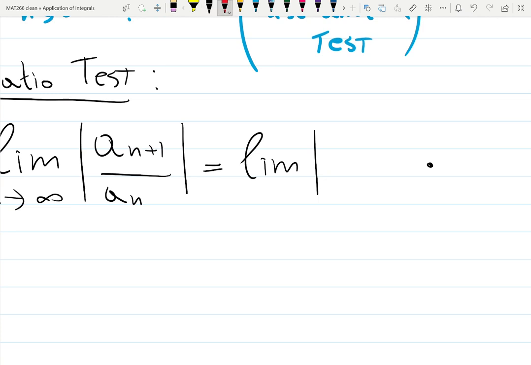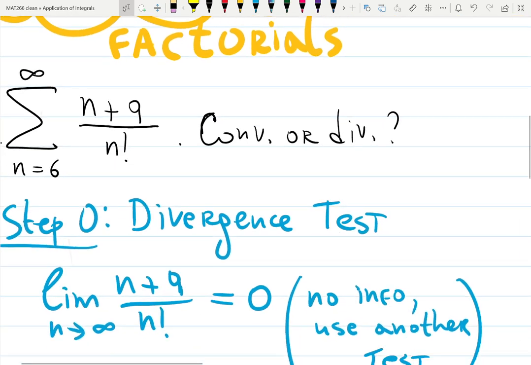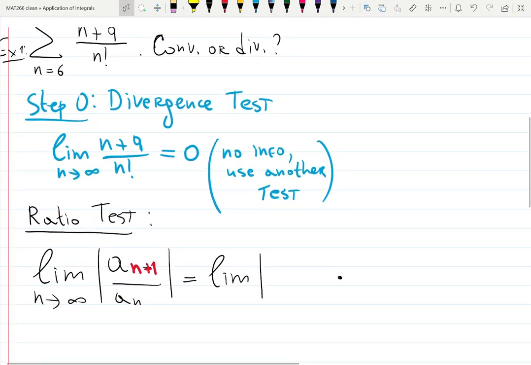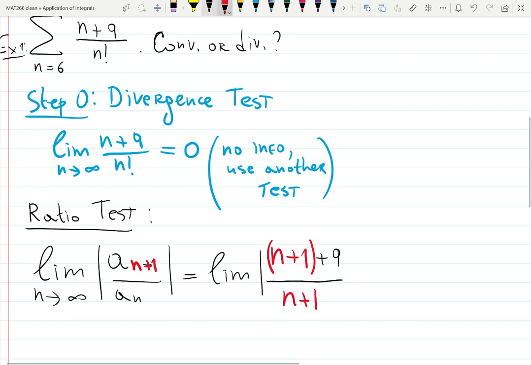So first of all, n plus 1. Everywhere you see n, you're going to plug n plus 1. Let me zoom out and then do it together with you. N plus 9 becomes n plus 1 plus 9. If you use colors or put in parentheses, that will be a very visual explanation. Over n factorial becomes n plus 1 factorial. There's a mistake here.